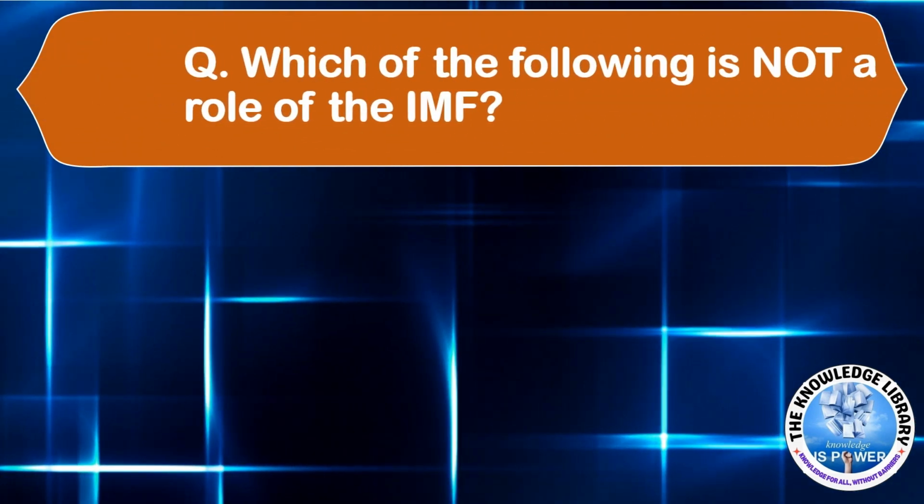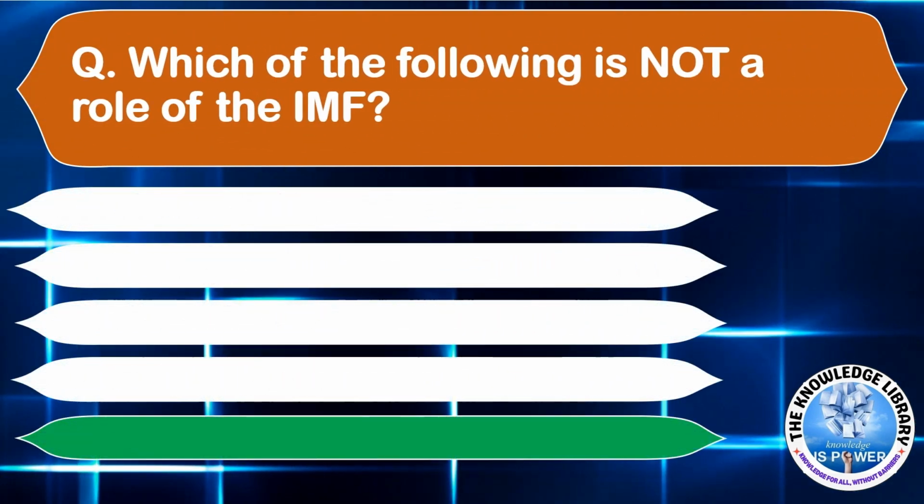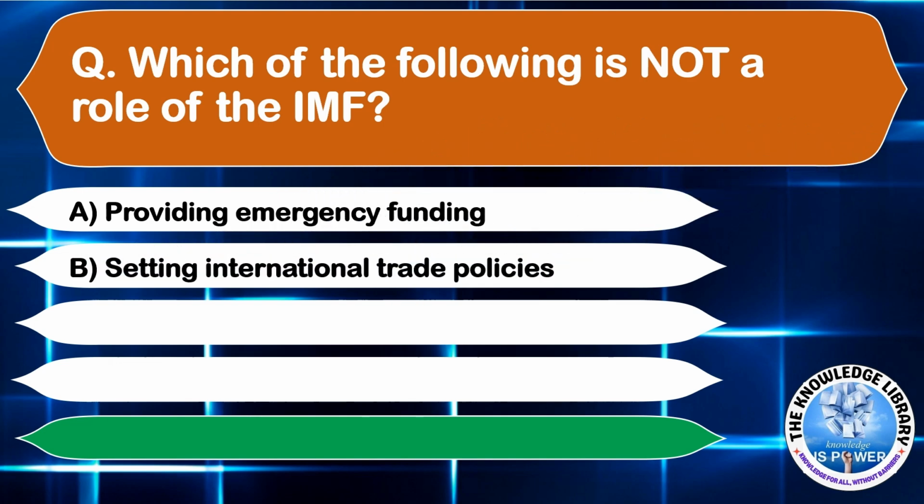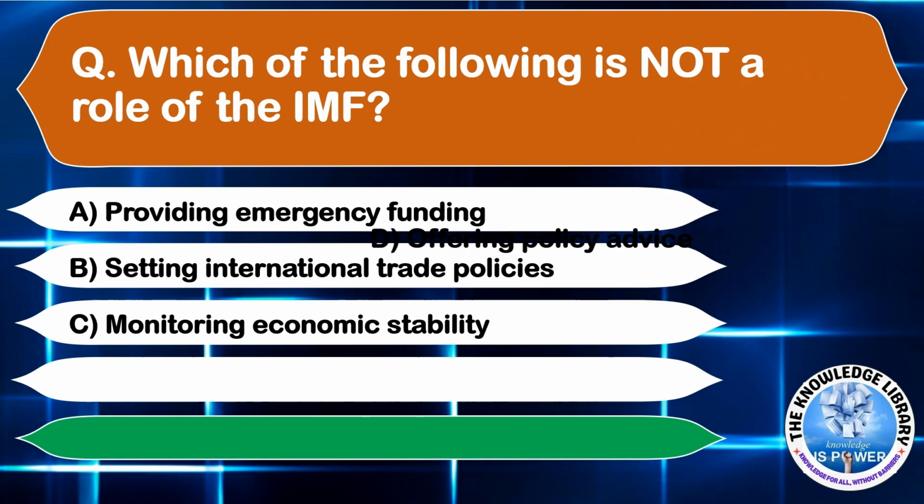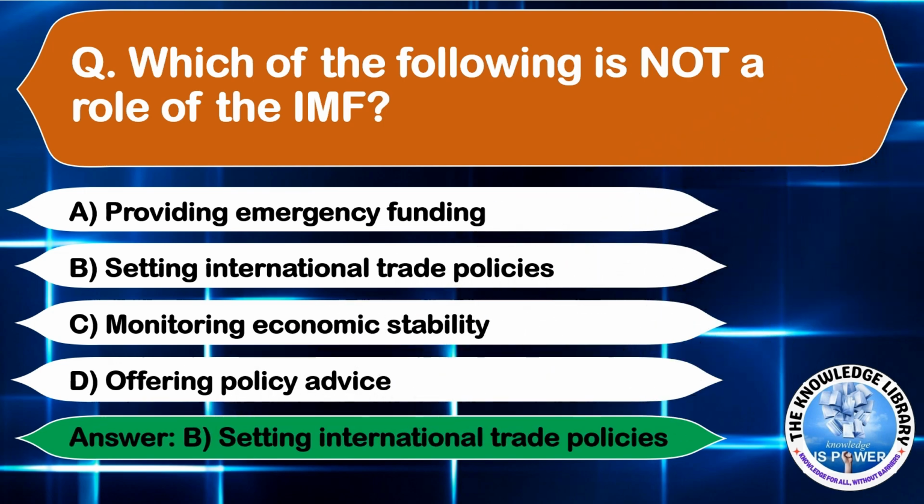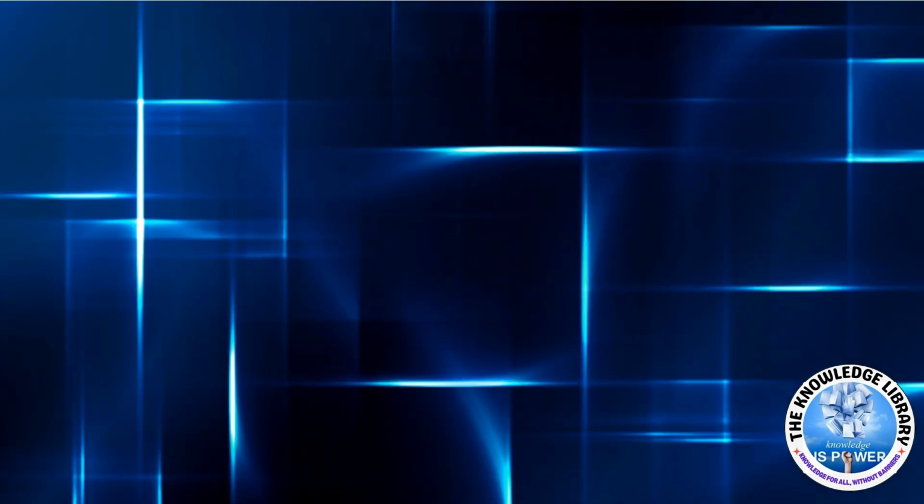Next question is, which of the following is not a role of the IMF? Option A, providing emergency funding, option B, setting international trade policies, option C, monitoring economic stability, option D, offering policy advice. Answer is option B, setting international trade policies.